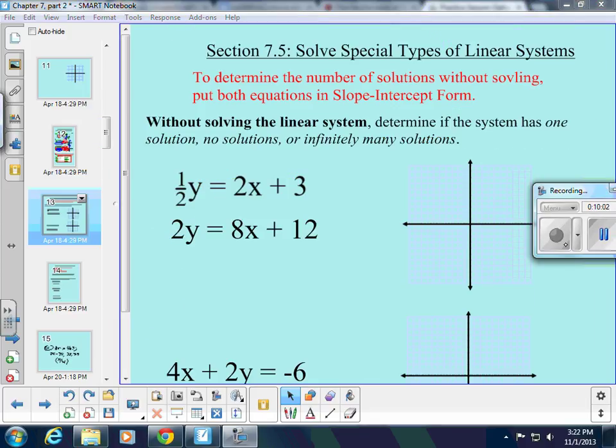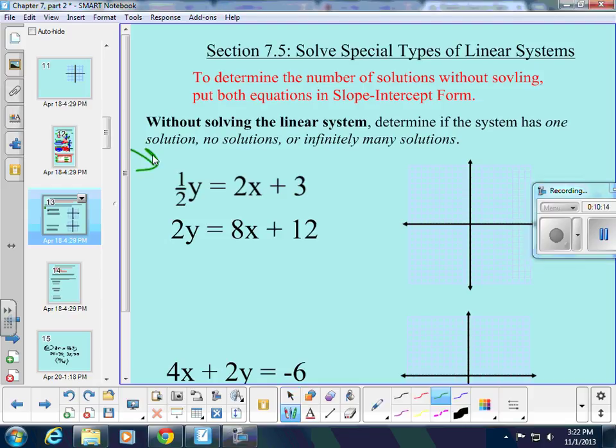So in some of the problems today, all we need to do is get our equations in slope-intercept form and then just determine what type of system we have. Are we going to have a system with one solution, no solutions, or infinitely many? So looking at this first system here, if I want to get this first equation in slope-intercept form, right now it's close. It does have y by itself on one side, but I need to have it as just one y, not half y. So if I multiply everything by 2, what is that going to give me? Well, that's going to give me y, what I want, equals 4x plus 6. So that's my first equation.